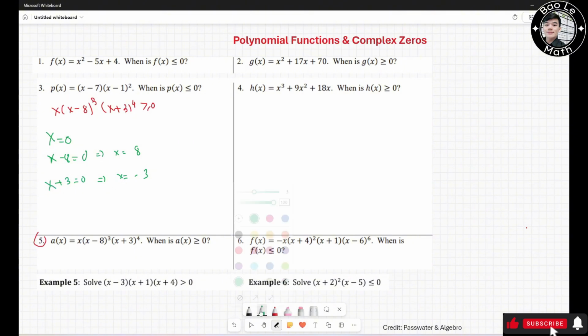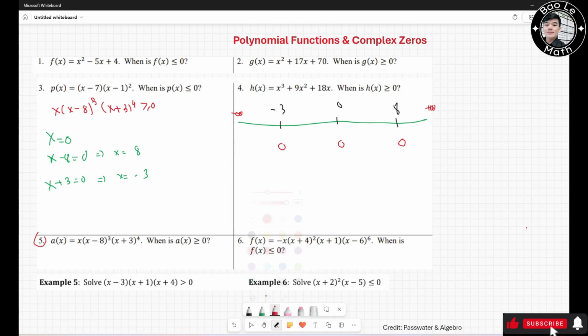Now I need to draw a number line. Alright, so I need to put these on the number line. The first one should be negative 3, the second one should be 0, and the third one should be 8. The left hand side must be negative infinity, the right hand side must be positive infinity. Alright, so these are zeros, so I put 0 right here.